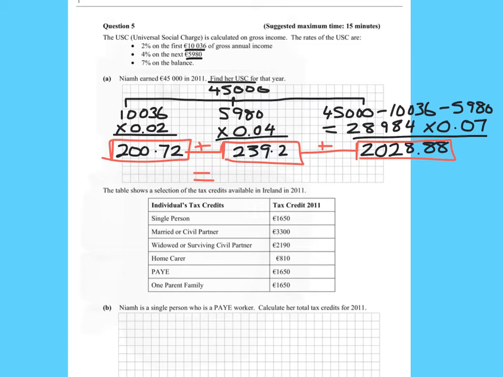So I have 200.72 plus 239.2 plus 2028.88, and my total amount then will be 2468.8.